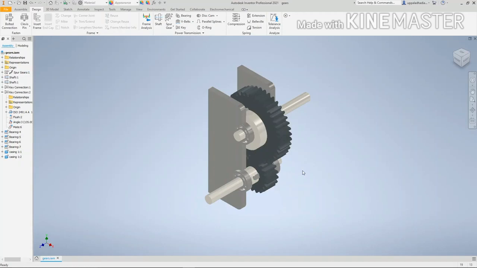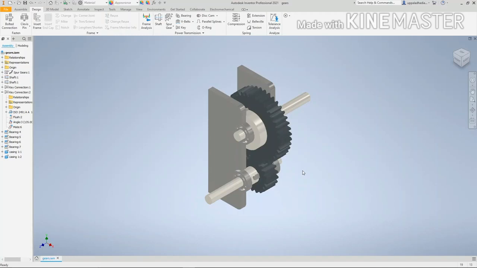Now I want to say what a gear train is. A system of gears which transmits motion from one shaft to another shaft is known as a gear train. There are four types of gear trains. There is the simple gear train. How can we say this is the simple gear train?